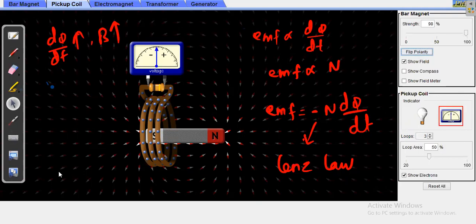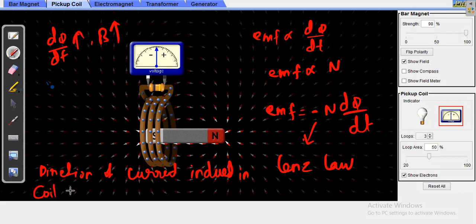Very important: the direction of current induced in the coil is given by whom? In the exam they will ask, sir, direction of current induced in the coil is given by whom? Lenz's law, Faraday's law, or some other law? So the direction of the current induced in the coil is given by Lenz's law.